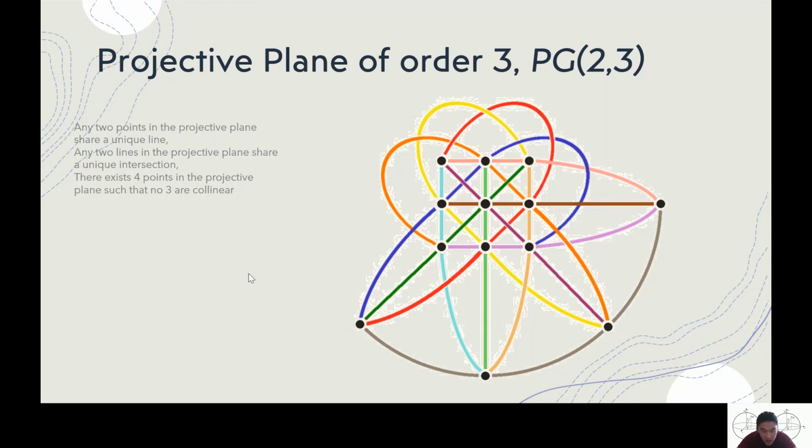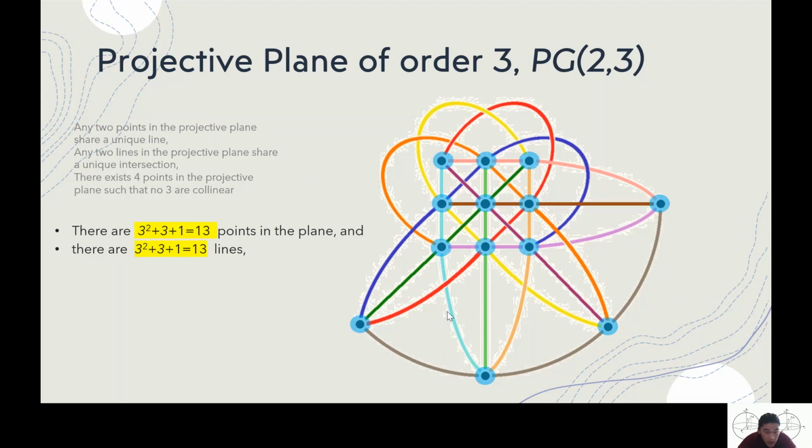So moving on to addressing the properties of the projective plane. First, note that there are 3 squared plus 3 plus 1, which is 13 points in the plane. 1, 2, 3, 4, 5, 6, 7, 8, 9, 10, 11, 12, 13. And there are also 3 squared plus 3 plus 1, just 13 lines in the plane, each denoted with a different color, where each point is contained in 3 plus 1 lines. This is a point, 1, 2, 3, 4 lines. And each line is contained in 4 points, 1, 2, 3, 4. No special name for this one.